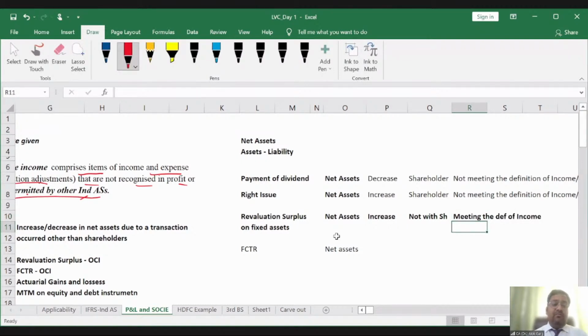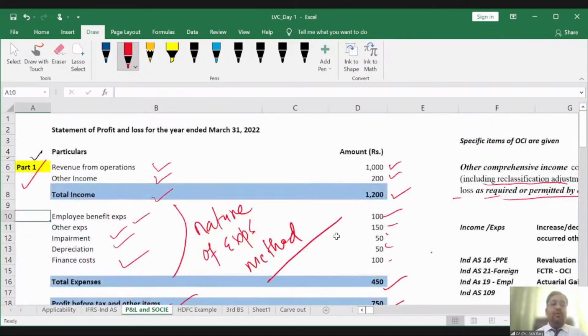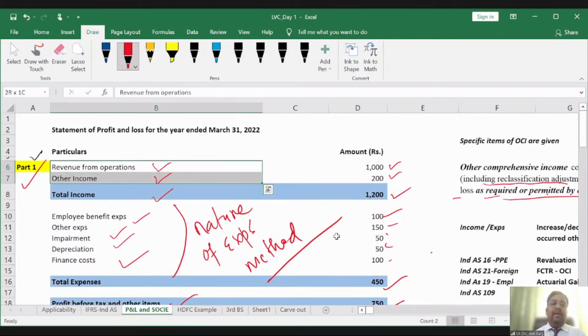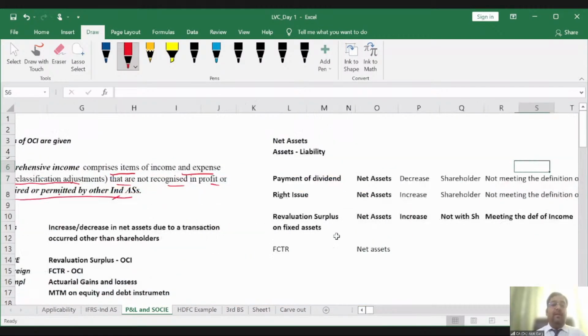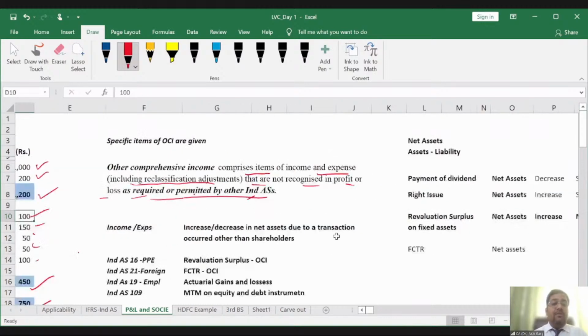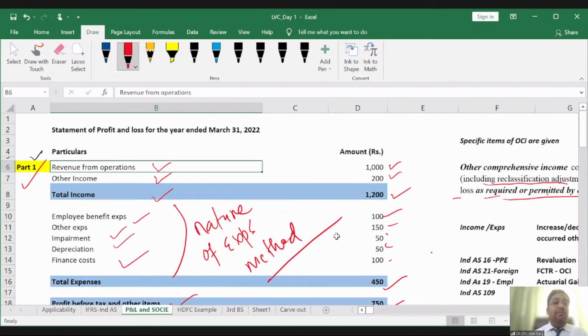So guys, do you think that we need to record this revaluation surplus as an income in the P&L? Do we need to record that in part 1 of the P&L? Should we record it here as other income? The answer is no. This revaluation surplus is kind of a reserve. If we include it as other income, then probably dividend will be distributed out of the revaluation surplus as well. If the company has to give more dividend to its promoter or shareholder, the company will revalue its fixed assets, increase the value, and put it into part 1 of the P&L and distribute the dividend.